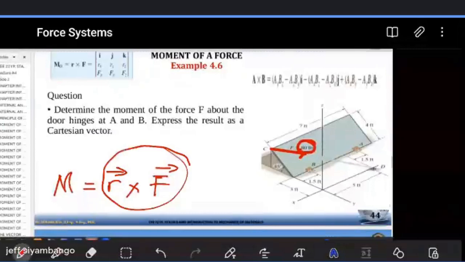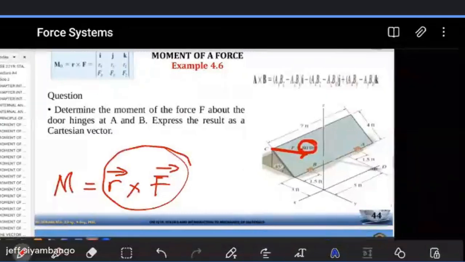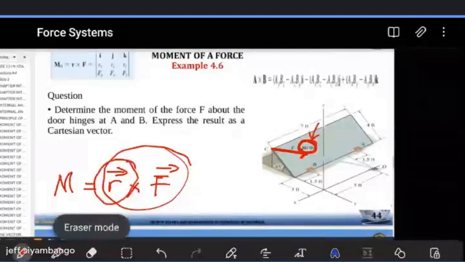Now, if you look at the force that we've been given, this force is given just as a value. It's not in Cartesian vector form. So we need to express this as a Cartesian vector. Then we need also to get a position vector R that runs from the point about which the moment is to be evaluated up to the line of action of our force. So how do we actually get to do all that?